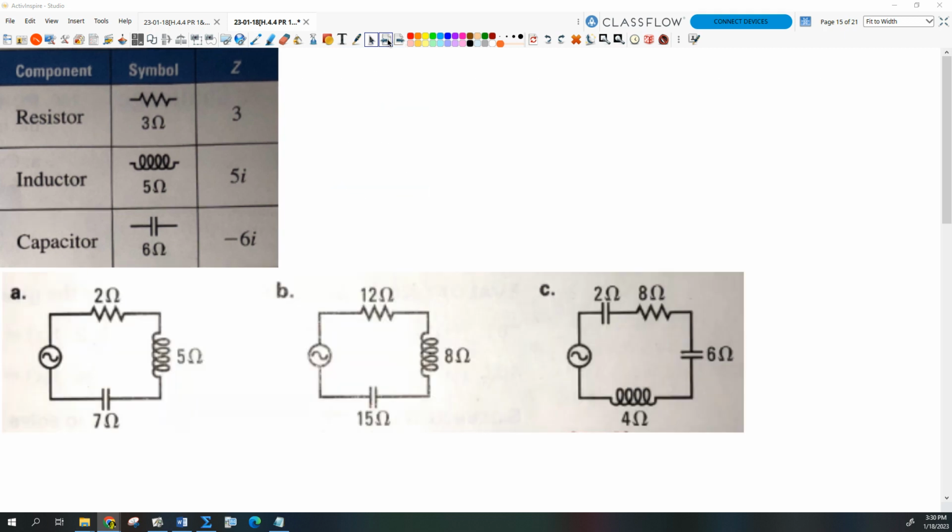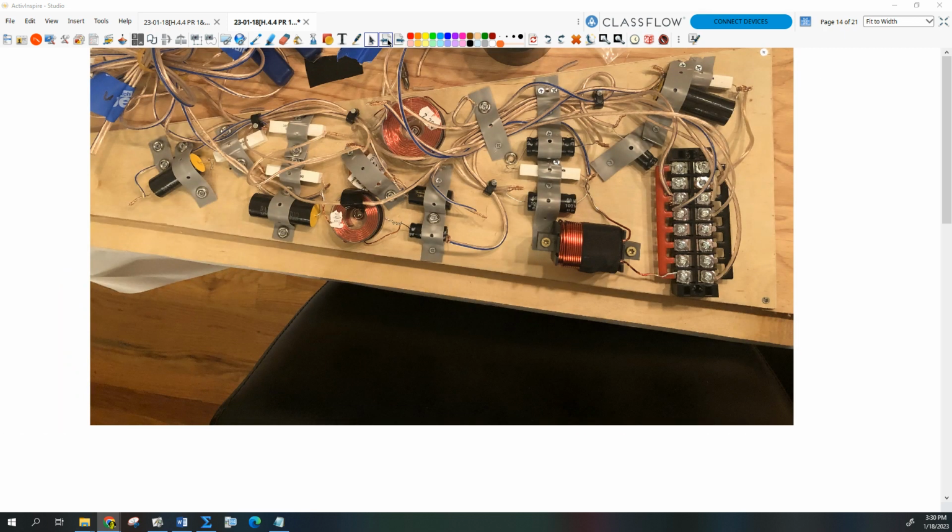One of the applications of this, there's an example of an application. Okay, this is a bunch of filters in a passive crossover network in a speaker that I built.